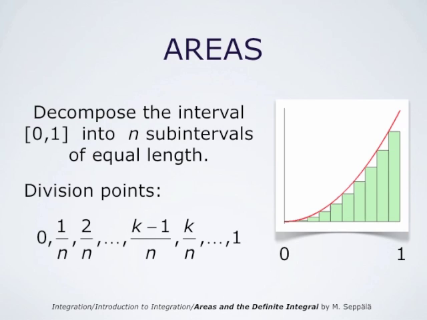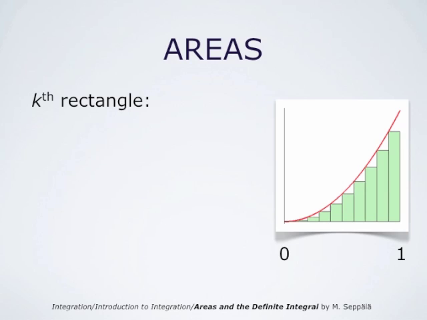Therefore, the division points that decompose this interval from 0 to 1 into n subintervals of equal length, for some given positive integer n, are 0, 1 over n, 2 over n, and so forth. And for the kth interval, the division points are (k minus 1) over n and k over n. As k eventually becomes n, then we have n over n, which is 1. So these are the bases of the rectangles shown here in this picture. So the kth rectangle has the base, the closed interval from (k minus 1) over n to k over n.